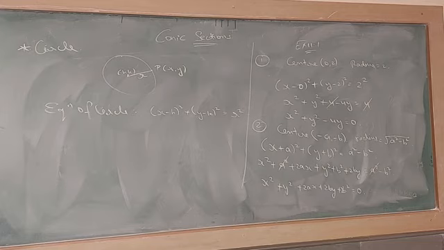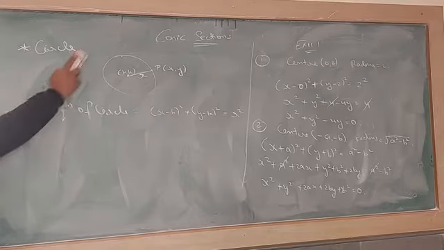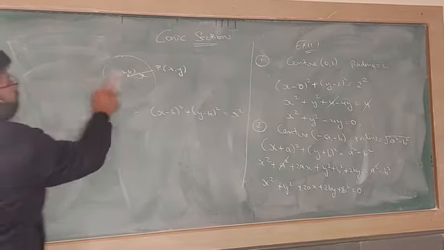Now the question number 6. In each of the following questions 6 to 9, find the center and radius of the circle. Means the equation is given now and we have to find the center and radius.